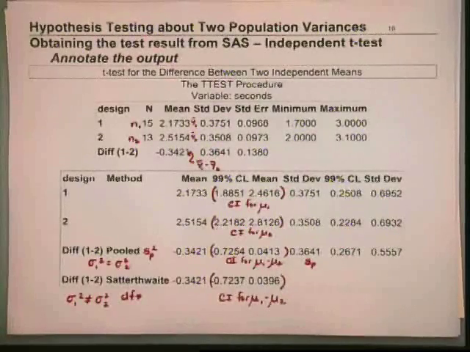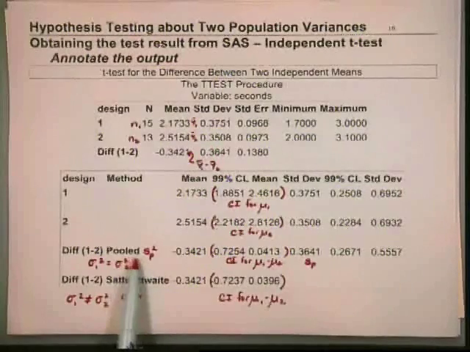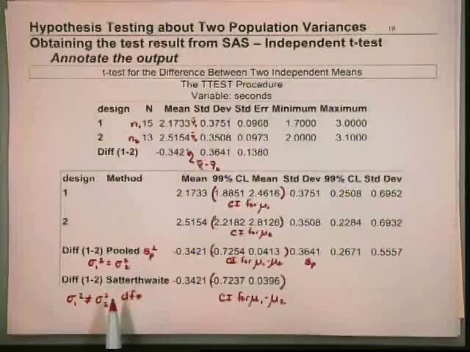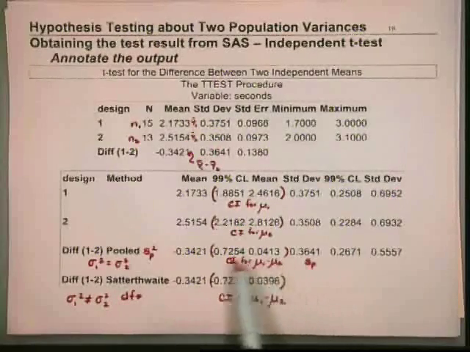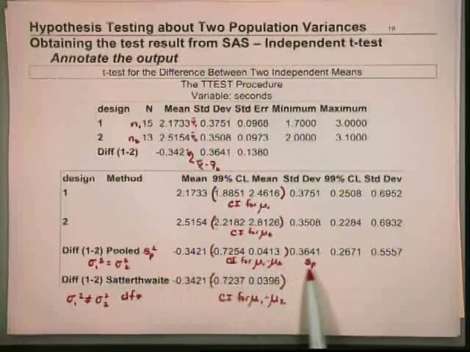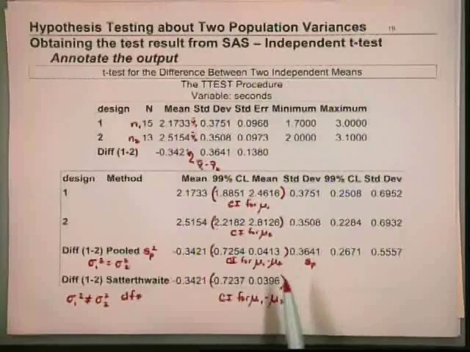You have a question? S p squared is the pooled variance. So this interval is based on using the pooled variance. That pooled variance isn't printed, but the pooled standard deviation is.